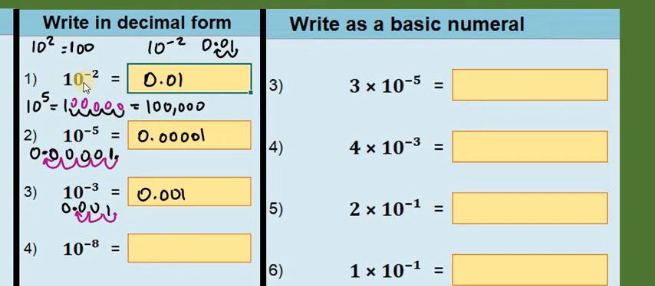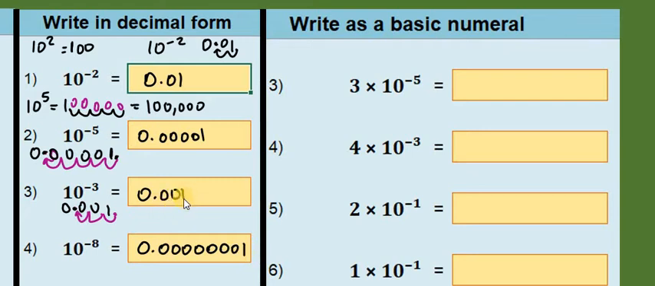Okay, so we're seeing we have 2 zeros before the 1, 5 zeros before the 1, 3 zeros before the 1, so we're going to have 8 zeros before the 1. So we're going to start with 1, 2, 3, 4, 5, 6, 7, 8 zeros before the 1. And let's see, if we have to move the point to the right, 1, 2, 3, 4, 5, 6, 7, 8 before we get back to 1.